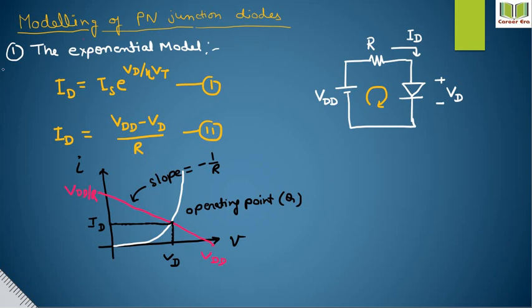If we find this point, this is the operating point. We can obtain this point by two methods. One is graphical analysis, and the second is the iterative method.